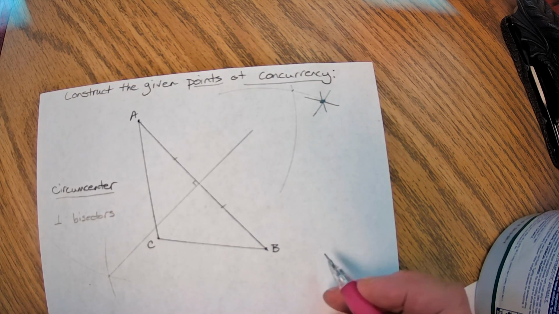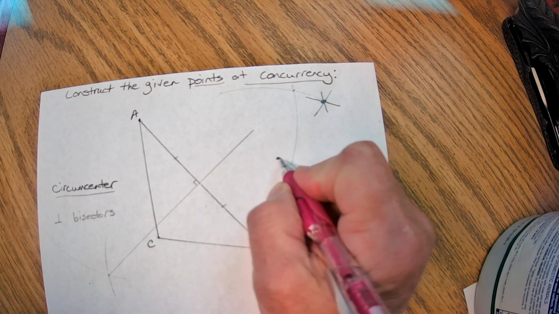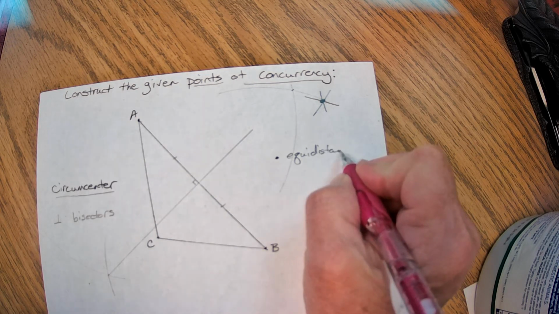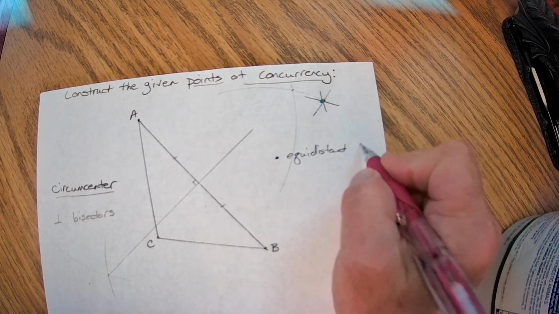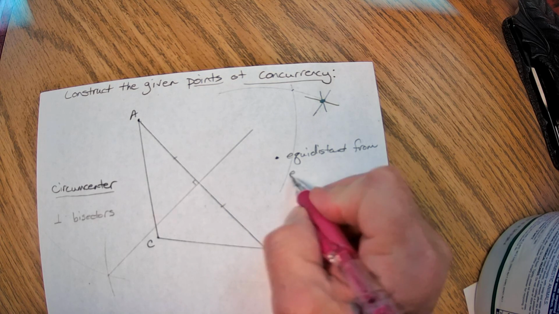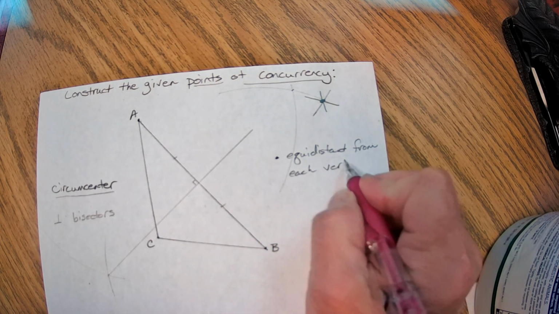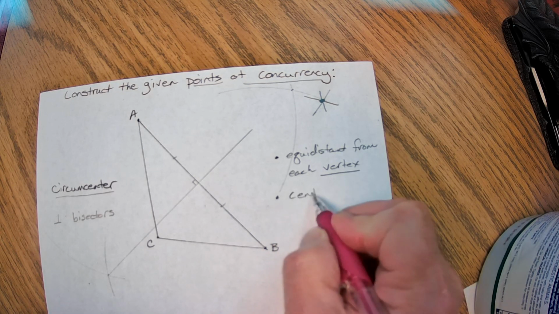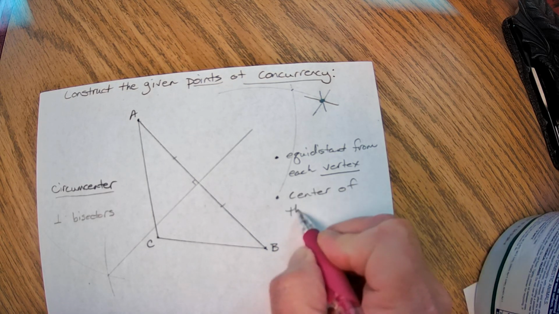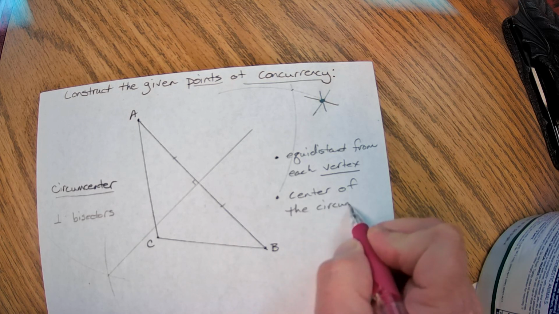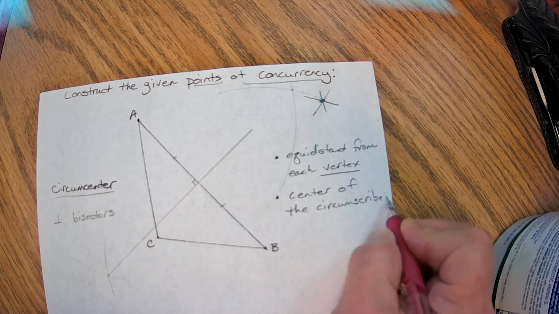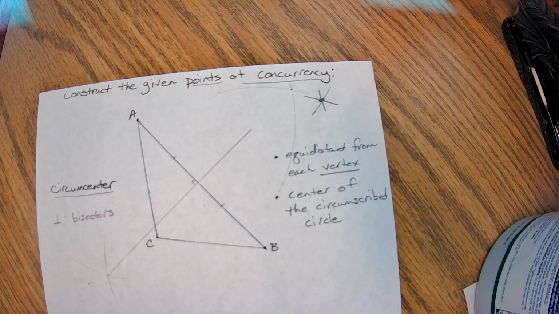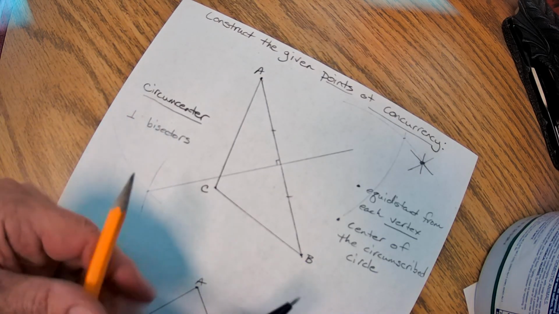When you do that, you will note that the circumcenter is equidistant from each vertex, which means that it is the center of the circumscribed circle. What does that mean? Well, let me go ahead and finish the perpendicular bisectors. I think it'll make more sense when you see it.